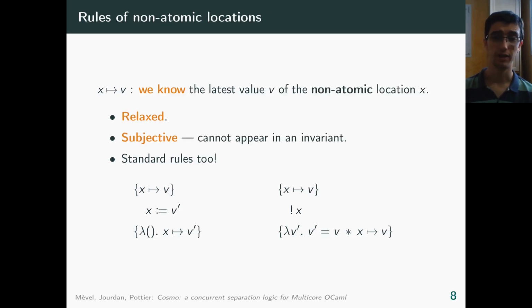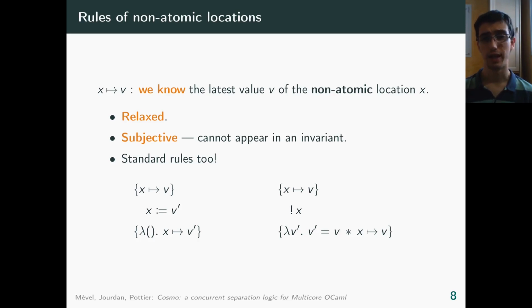Where things become interesting is for non-atomic locations. The non-atomic locations of Multicore OCaml have a relaxed behavior. In the logic, we still have an assertion X points to V, but its meaning differs slightly. It still asserts the unique ownership of X, but instead of saying that the value of X is V, it says that we have seen the latest write to X, and this write bears the value V. And this is the typical subjective assertion. There is no such thing as the global value of X because different threads do not necessarily know about the same writes to X.